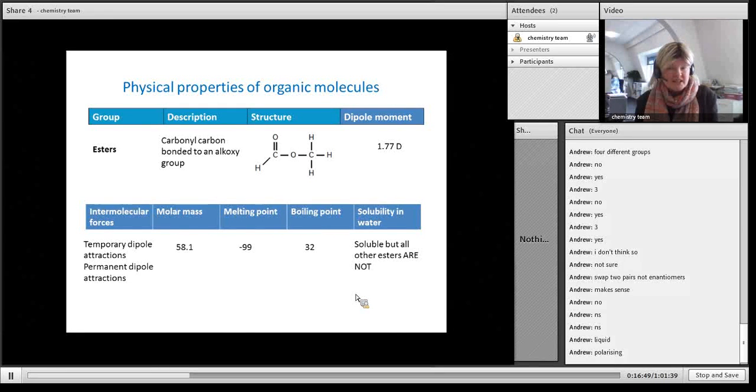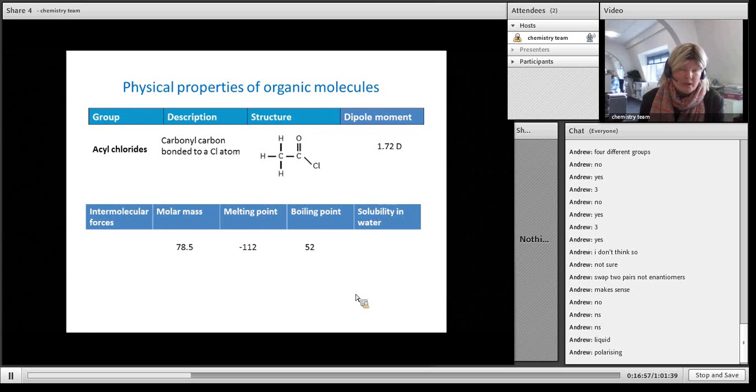Okay, so esters, consider them to be not soluble in water or only slightly soluble, but it is a liquid. Acyl chlorides, this is the other one. The acyl chloride is very reactive, and we'll see that 3 lessons down the track. And what happens, it reacts explosively with water.